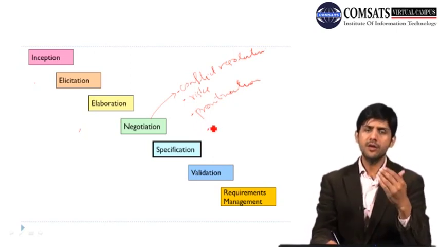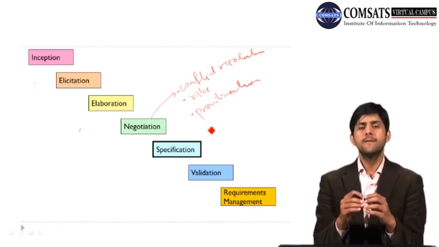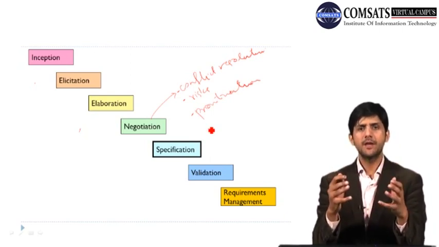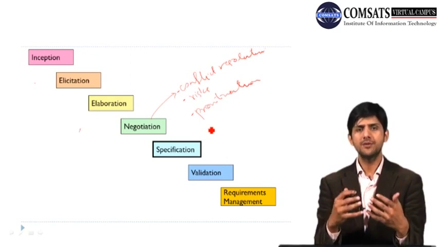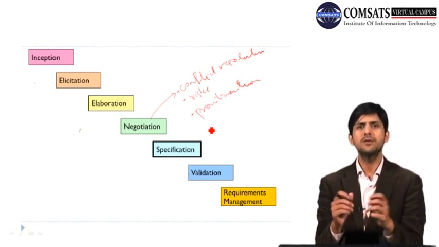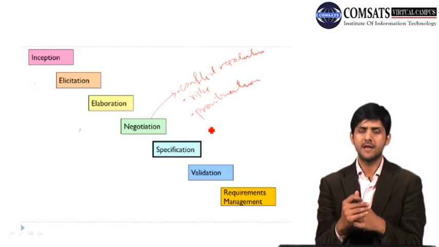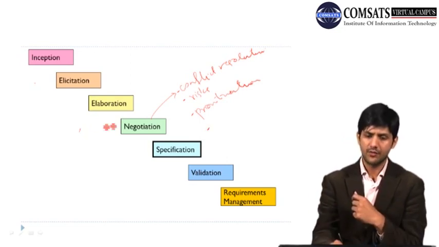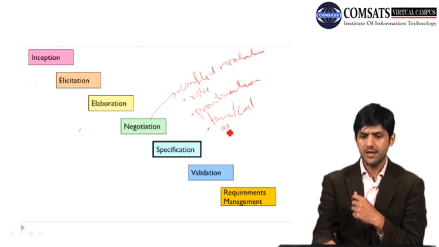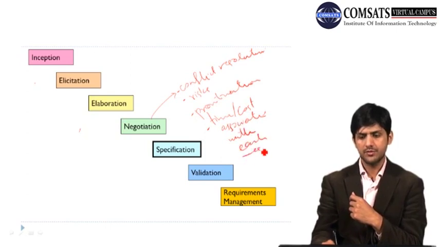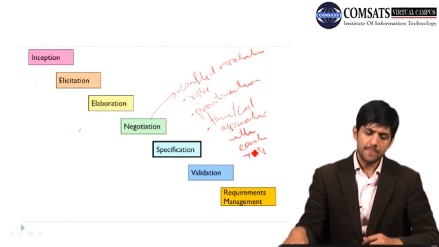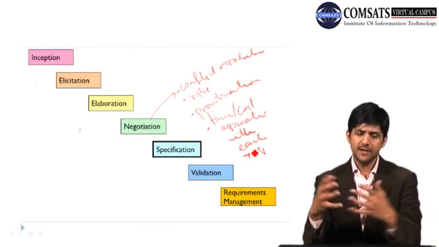And the final thing, or the final goal of negotiation, is that you try to gauge how much time or resources it's going to take to complete each requirement, so that you can have some rough estimate of the time and the cost associated with each requirement. So that's another thing that we try to do. So that's what we have done so far.